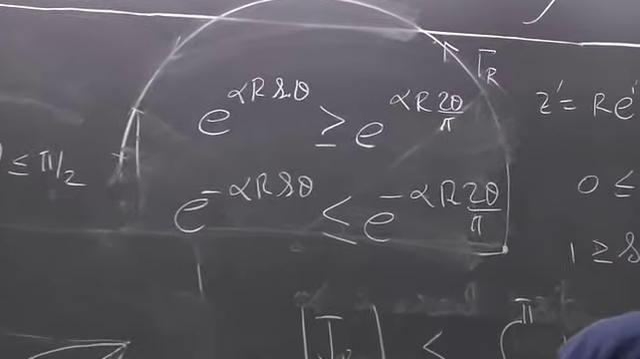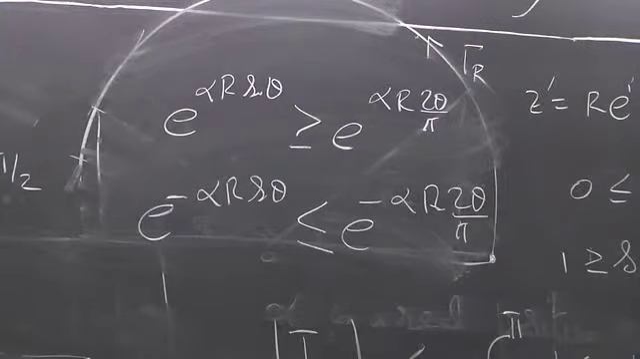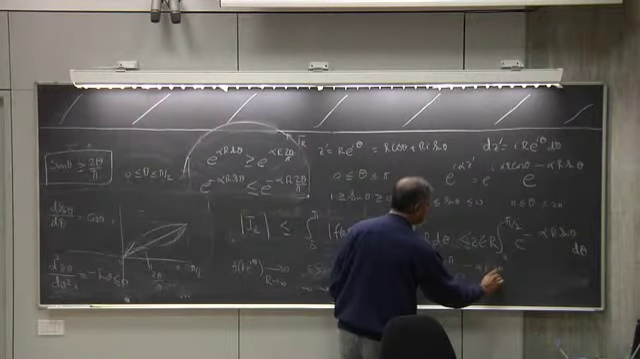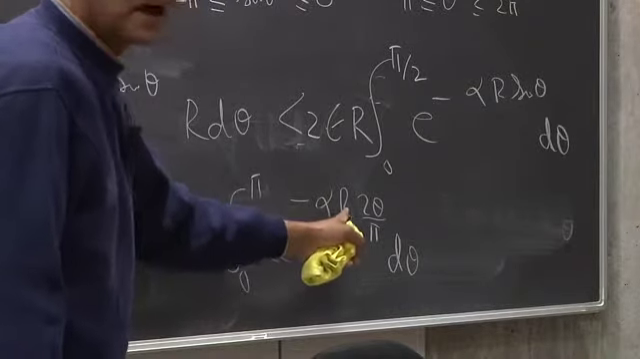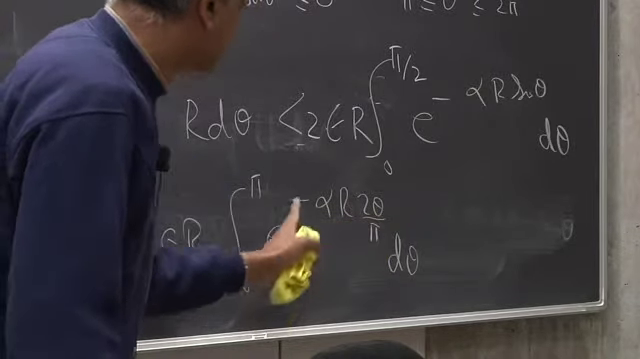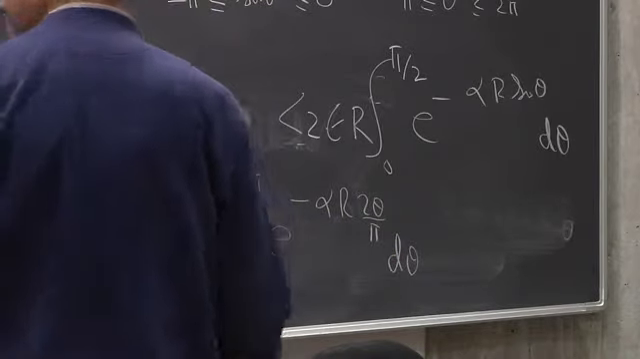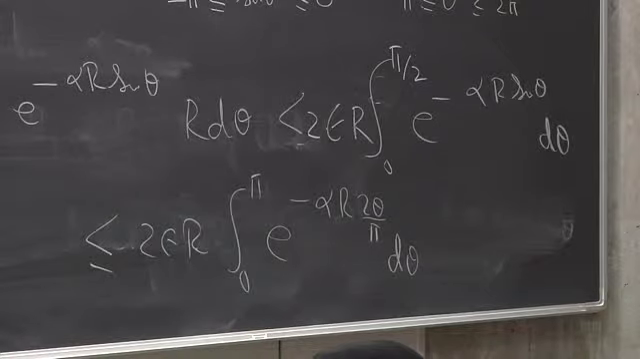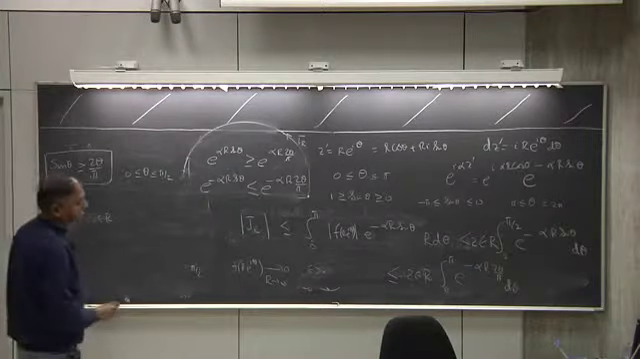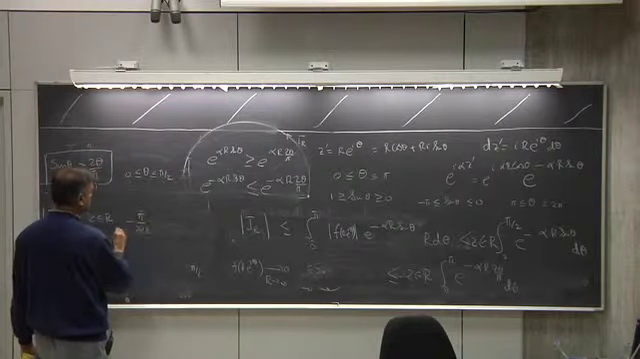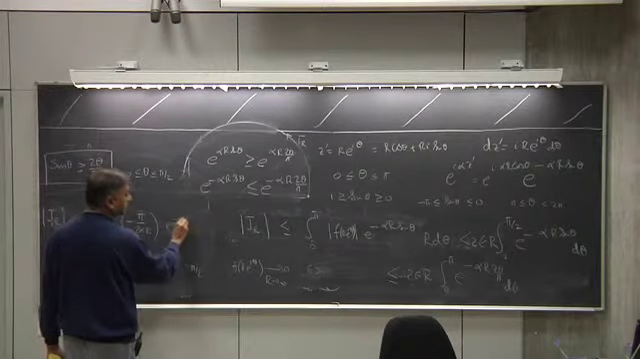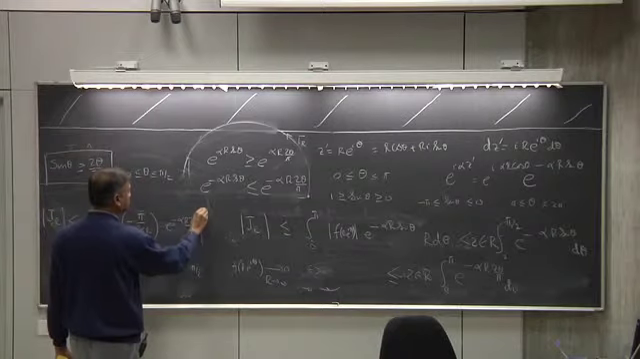So this is going to be less than or equal to 2 epsilon r integral from 0 to pi by 2 of e to the power of minus alpha r 2 theta by pi d theta. And that integral you can perform immediately. It is just e to the power of some constant times theta d theta. So the result, let me just write this down here: I r is less than 2 epsilon r times minus pi over 2 alpha r, times e to the power of minus alpha r 2 theta by pi evaluated between pi by 2 and 0.